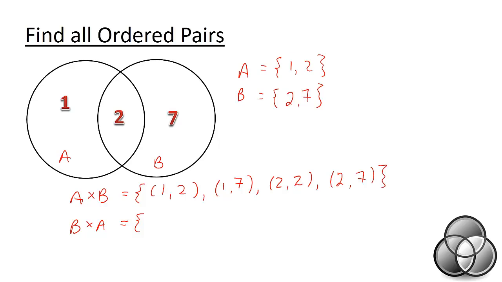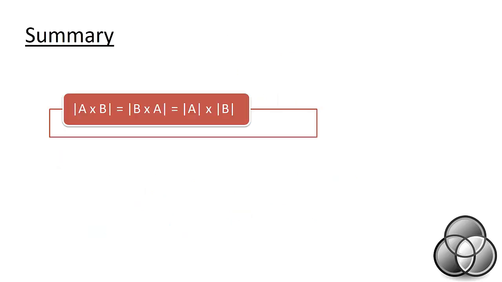B cross A is going to look a little bit different because now I have to start with an element that's in set B and end with an element in set A. So here (2, 1) is a possibility, then (2, 2), (7, 1), and (7, 2). Do you notice anything similar about A cross B and B cross A? It turns out that the cardinality of the sets A cross B and B cross A are always the same. As sets, they're different, but the size of the sets is always going to be consistent.